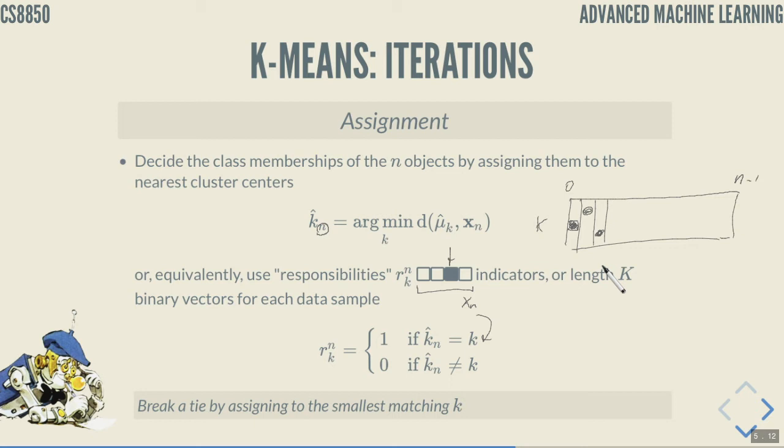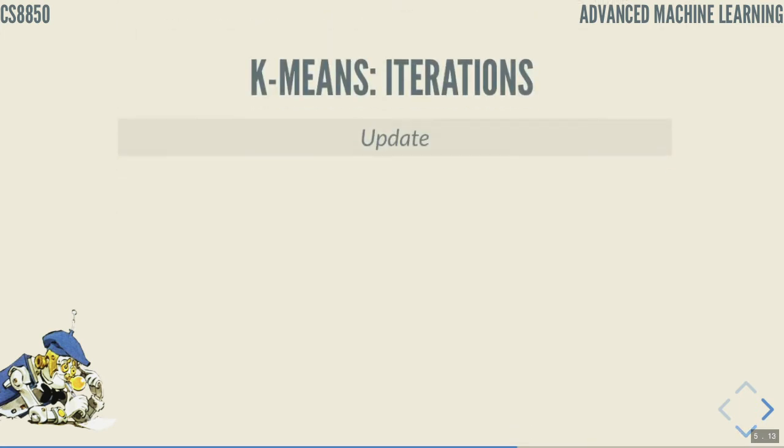So what if there is a tie, where the point is right on the decision boundary? Where do we assign it? Well, in a continuous space this is very rare, but if that happens, just assign the point to the smallest matching k. Basically, pick some random or arbitrary rule to break ties.